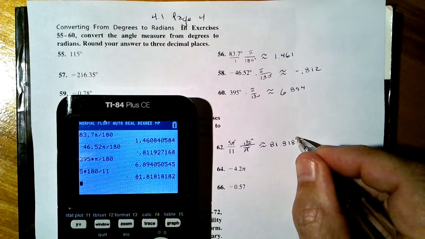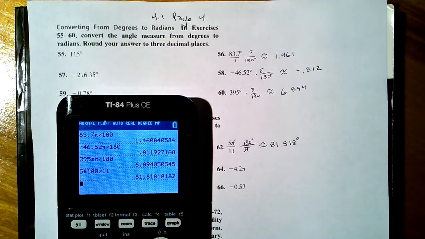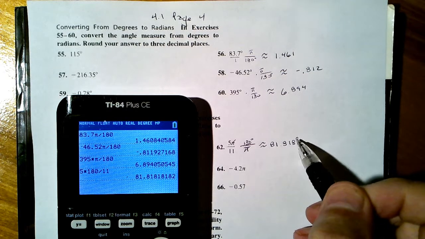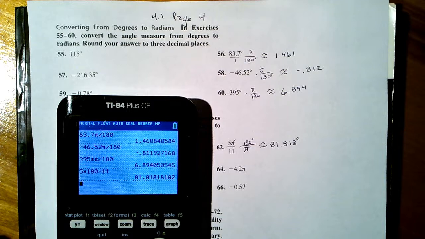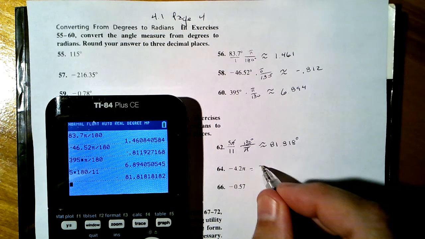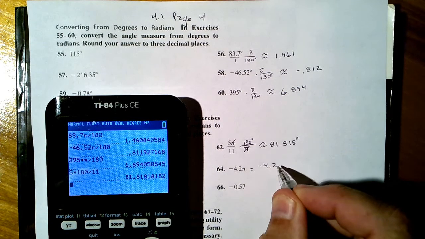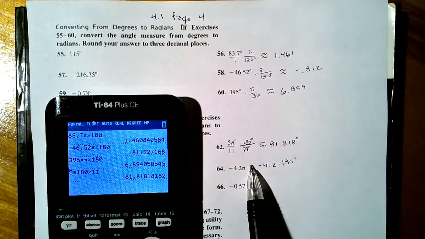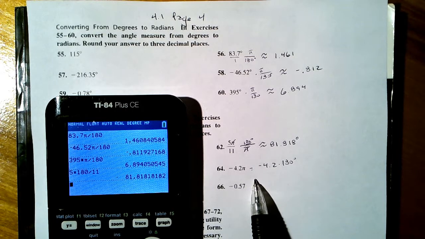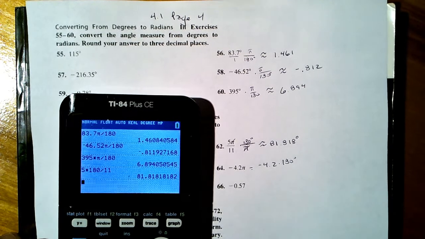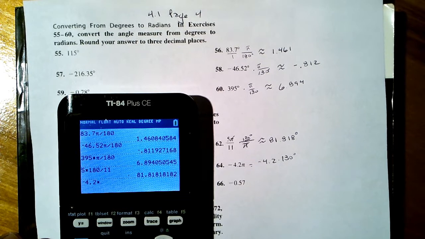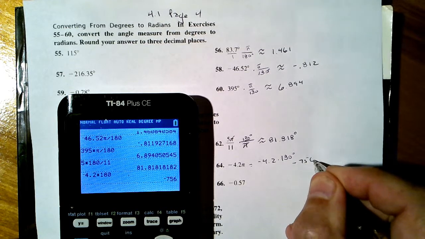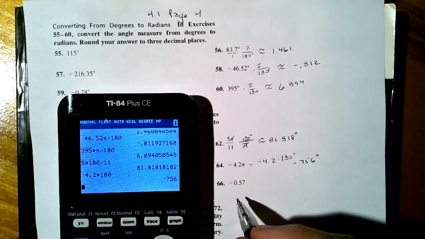818 degrees. If we're talking about angle measures, this must be radians because it's not degrees. If it's degrees, you have to put the degree symbol. So what we learn here is the pi can just be replaced by 180 degrees, because I'd multiply by 180 on pi, cancel the pi's. Pi can just be replaced by 180. So negative 4.2 times 180, I get negative 756 degrees.